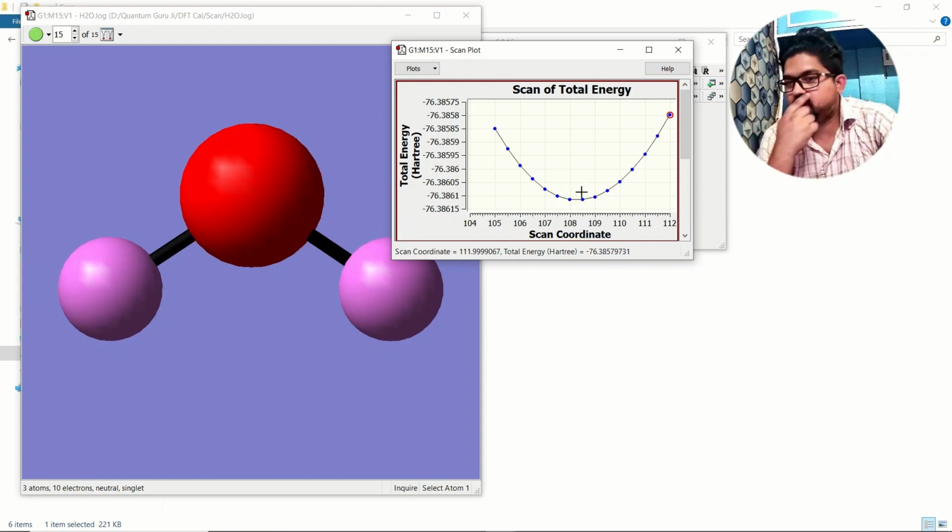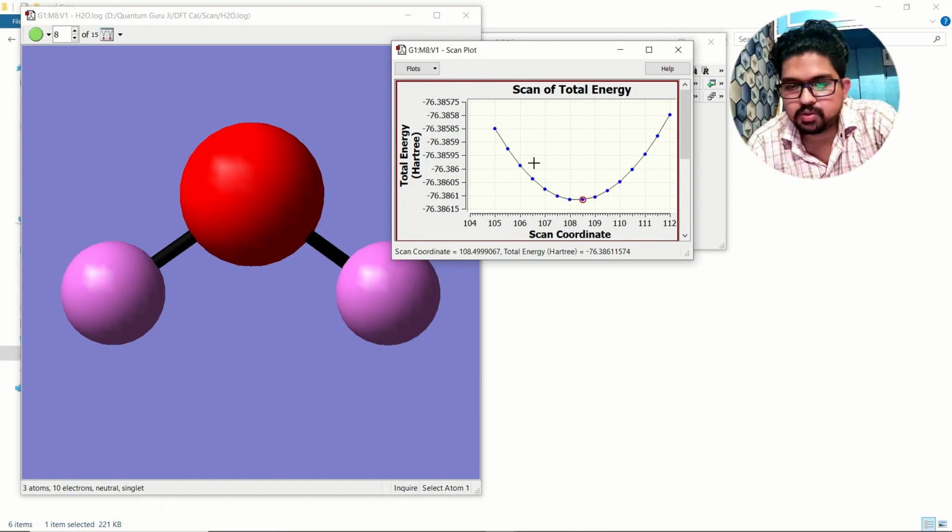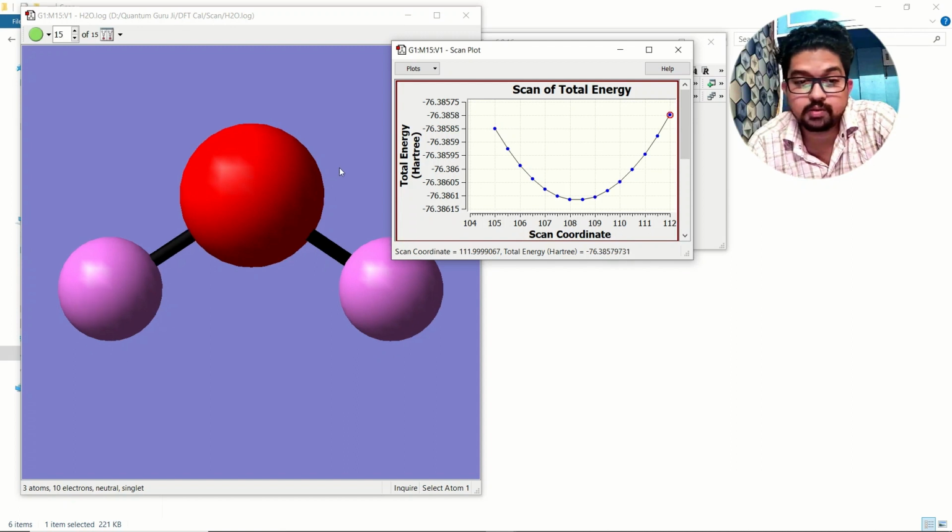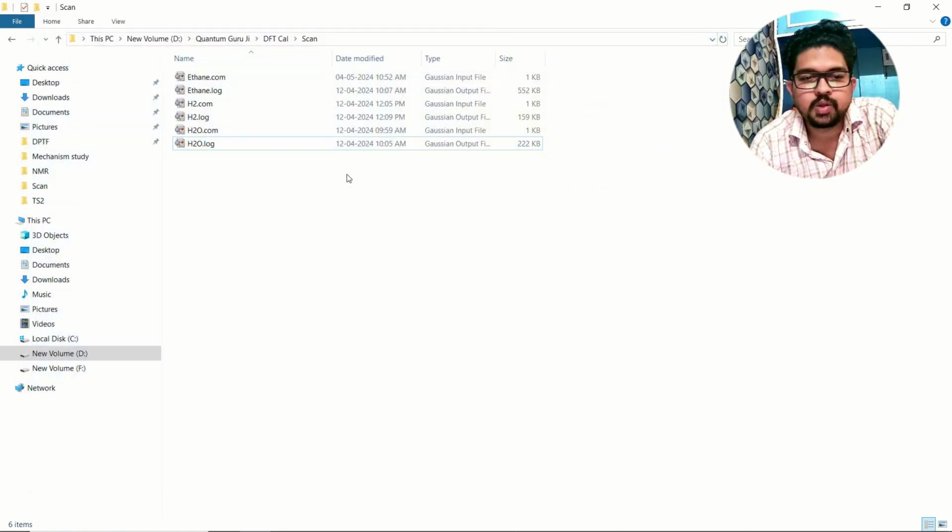And suppose you want to perform a certain reaction, you can use any of these. So this is your minimum structure, and these are the high energy structures at a specific angle. This is at 105 degrees, this is at 112 degrees. So this is the way to do a scan calculation for your water molecule using the angle.